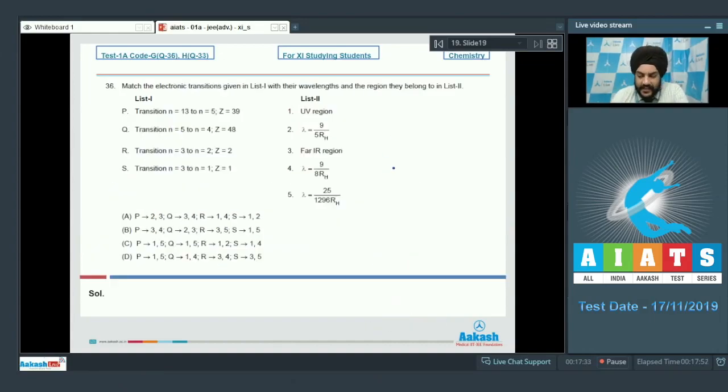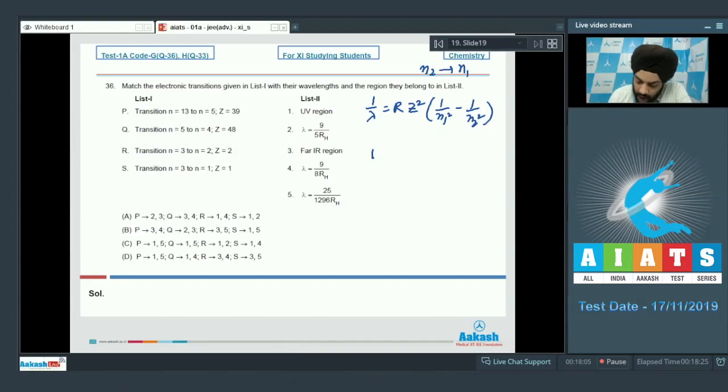Question number 36. Match the electronic transition given in list 1 with their wavelengths and the region they belong to in list 2. Okay. So students, if we talk about the option P now, we have transition from n equal to 13 to n equal to 5 in Z equal to 39. So we can apply the Rydberg's formula, students. We have 1 by lambda is equal to R into Z square into 1 by n1 square minus 1 by n2 square in a transition from n2 to n1.